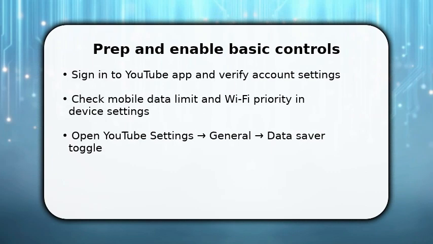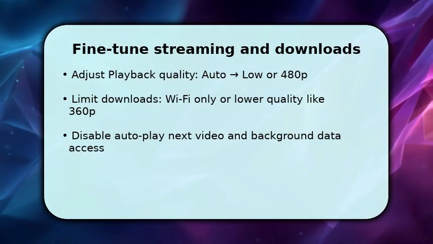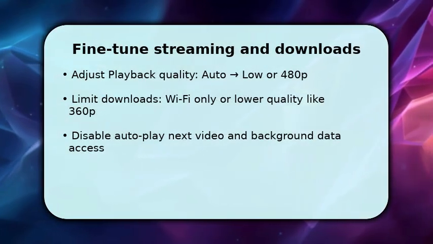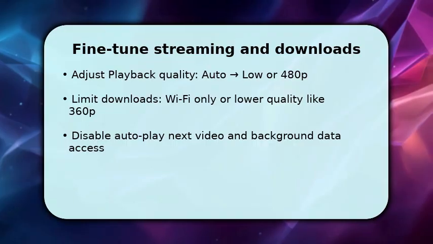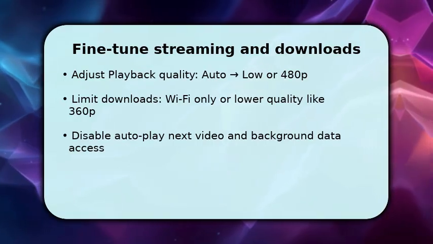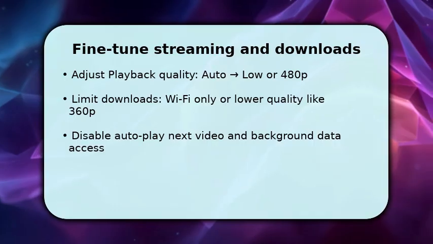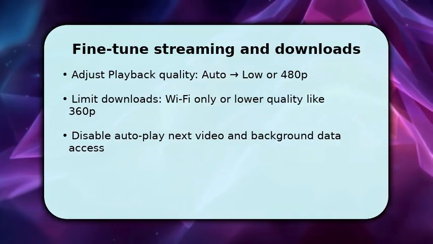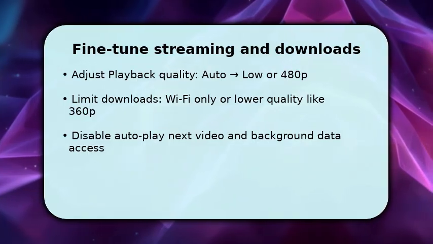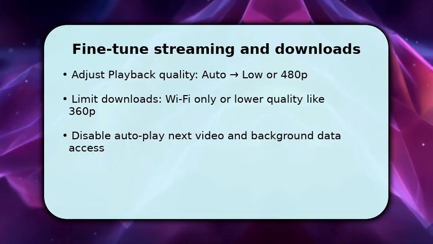Now refine how videos consume bytes. Go to playback quality and pick low, or set a default like 480p for mobile. Once set, switch download quality to 360p and restrict downloads to Wi-Fi only so offline caching doesn't eat your plan. Make sure autoplay next video is off. Continuous play multiplies usage quickly. Also revoke background data access for YouTube in your device settings to prevent unseen syncing.